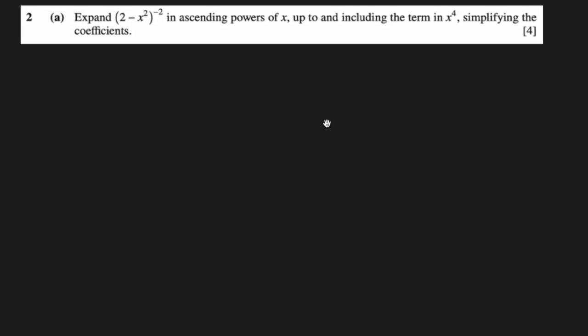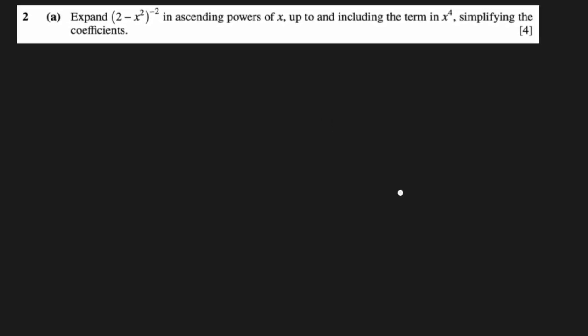Expand this binomial in ascending powers of x up to and including the term x to the power 4, simplifying the coefficients. First of all, the formula you have in your exams has a 1 in place of this 2. So let me change it. 2 minus x squared to the power minus 2. This is the question. We have to expand it.